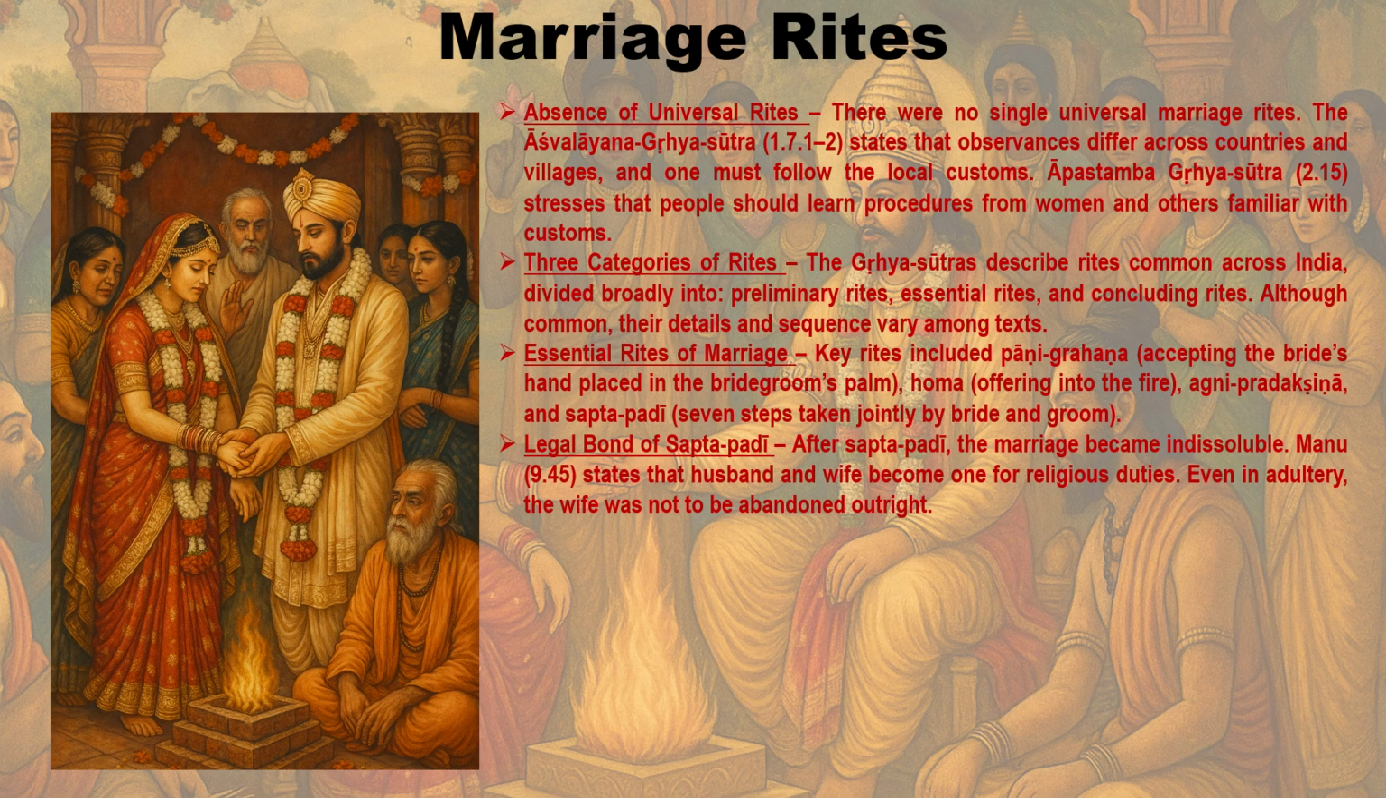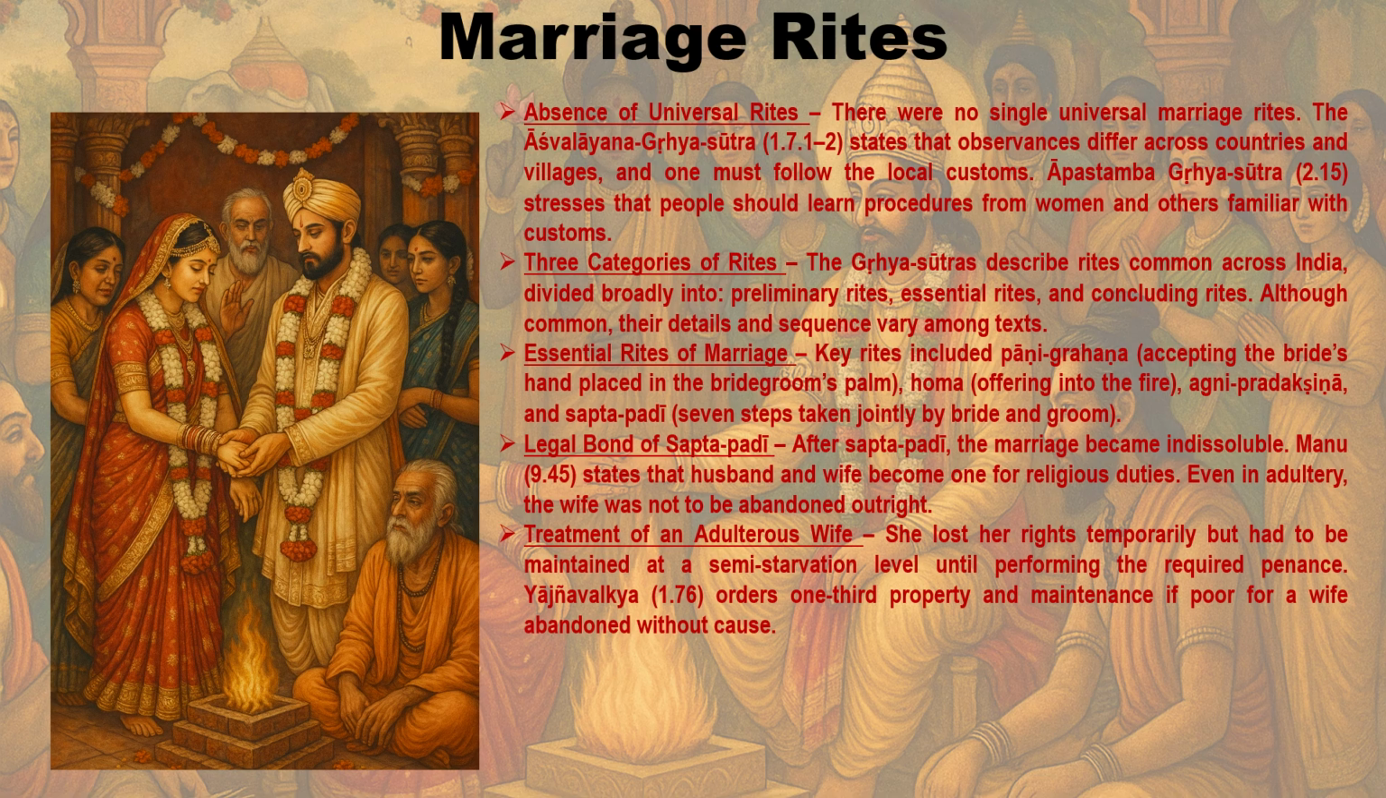Manu states that husband and wife become one for religious duties. Even in adultery, the wife was not to be abandoned outright. She lost her status temporarily but had to be maintained at a semi-starvation level until performing the required penance. Yajnavalkya orders one-third property and maintenance if poor for a wife abandoned without cause.